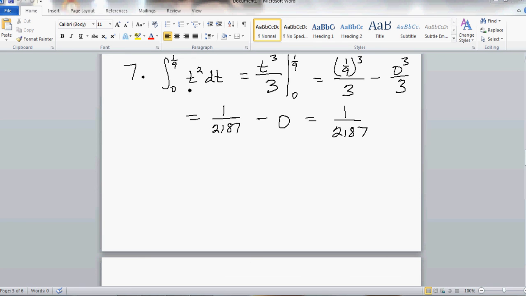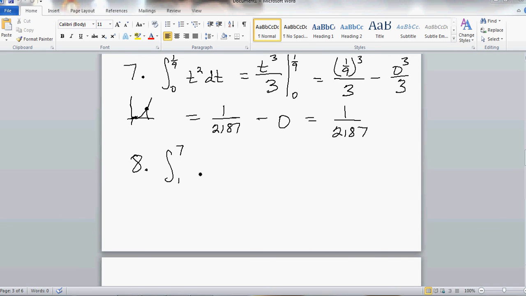And that shouldn't be a big surprise if we look at the graph of t squared. Just going to do a very quick one. T squared like that. And we're going from 0 to 1/9. Well, 1/9 is about right here if this is 1. It's not much area down here. In fact, it's 1 over 2,187 units. Not much at all. Number 8 provides a little interesting exercise.